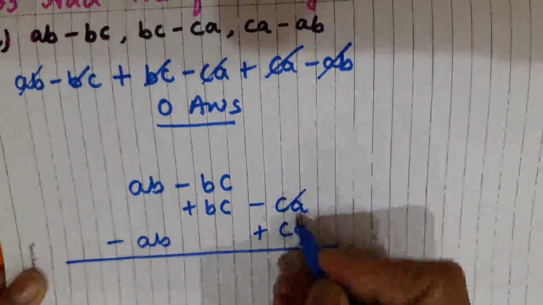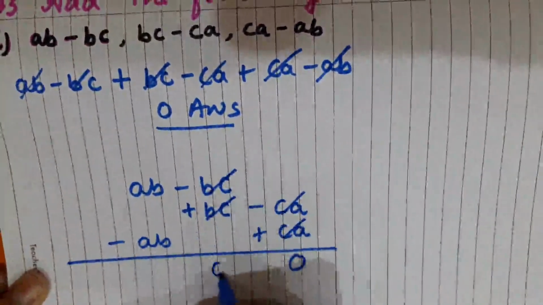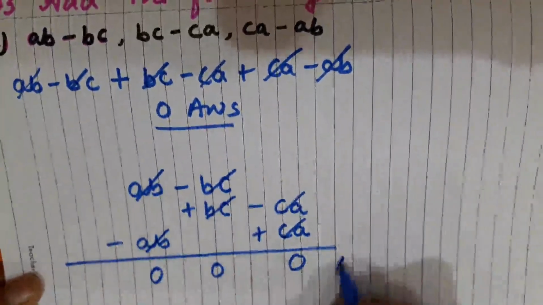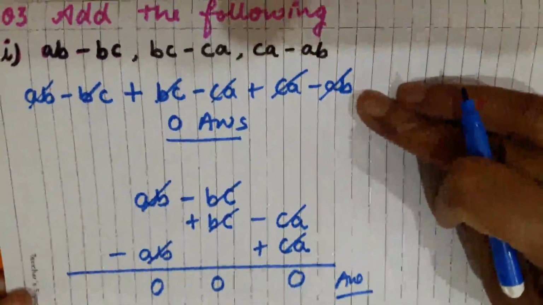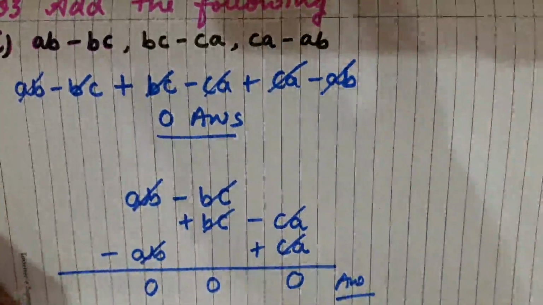So this CA cancels out, this BC cancels out, and this AB cancels out. So in this way also you can solve, and in this way also you can solve, but you should know both methods. Let's move to the next part.